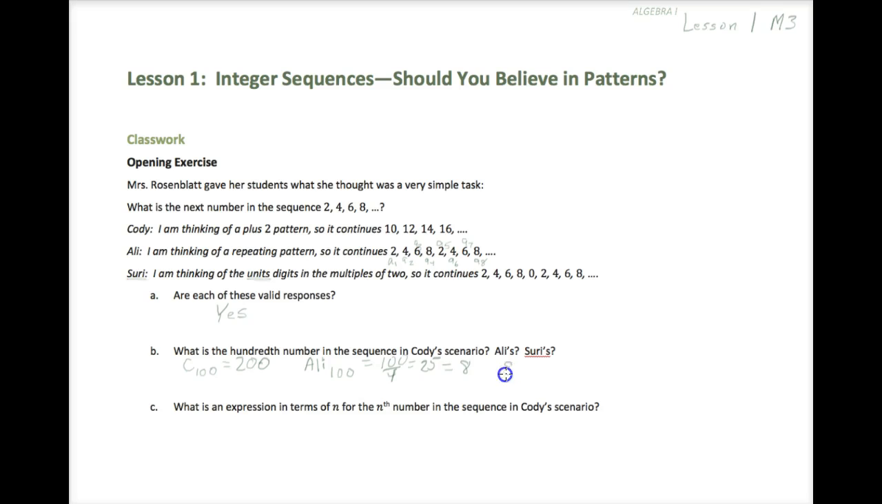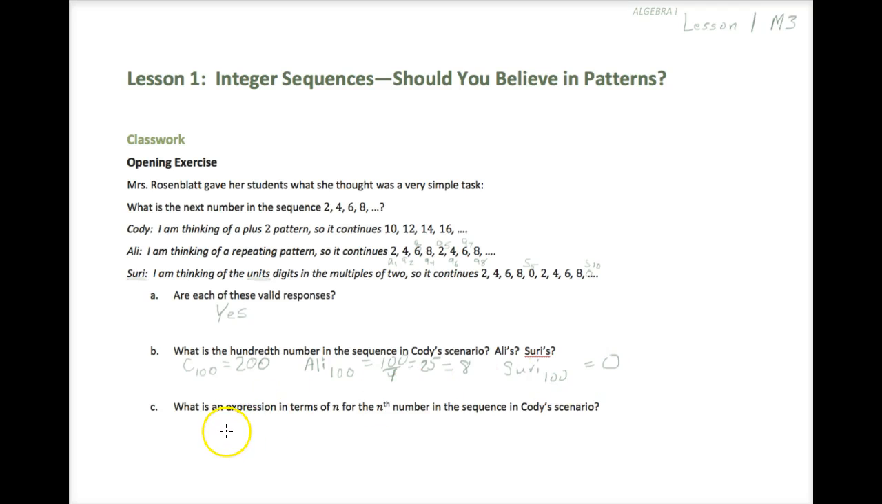Now Suri. So Suri changed this up a little bit. What she did was she added a fifth term, S1, S2, S3, S4, S5. So we would predict the next 0 would be at S10. And since 100 is a multiple of 10, we can see that Suri's 100th term will be 0.